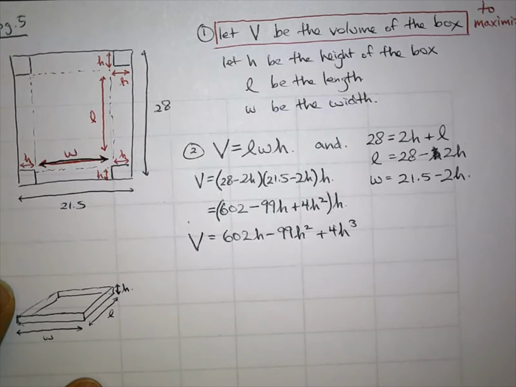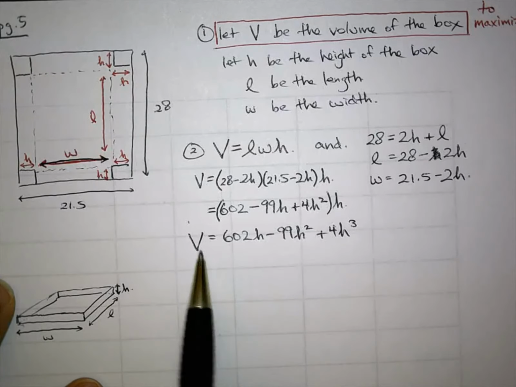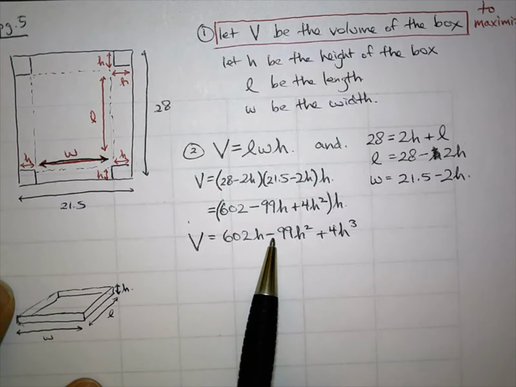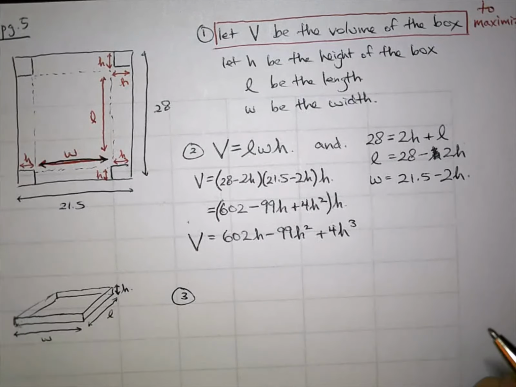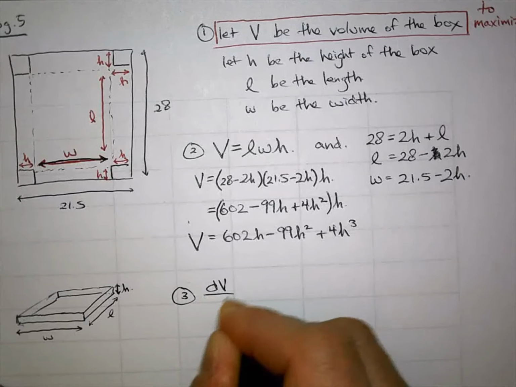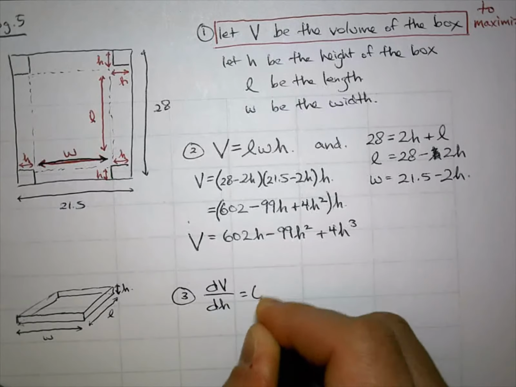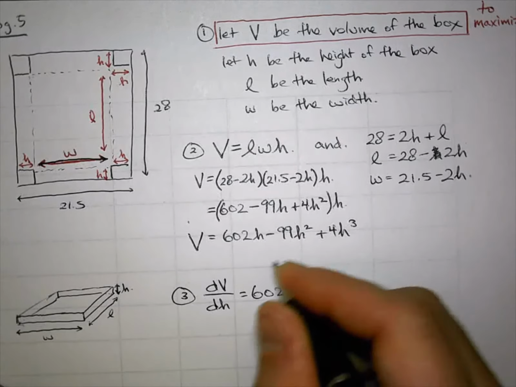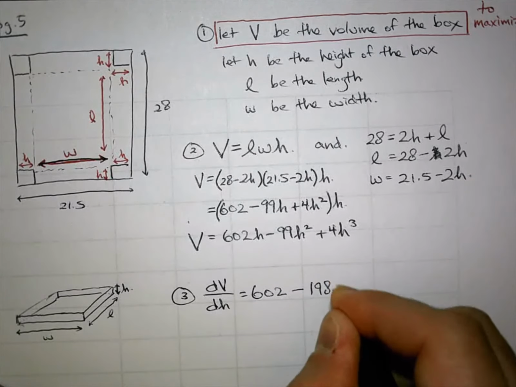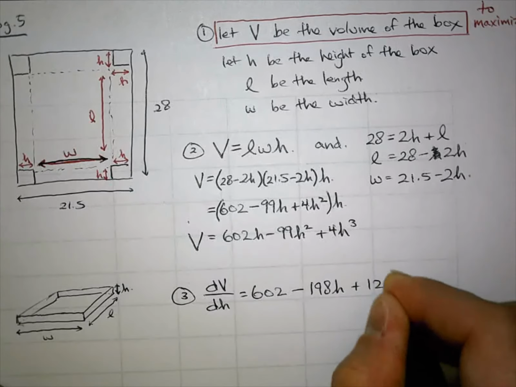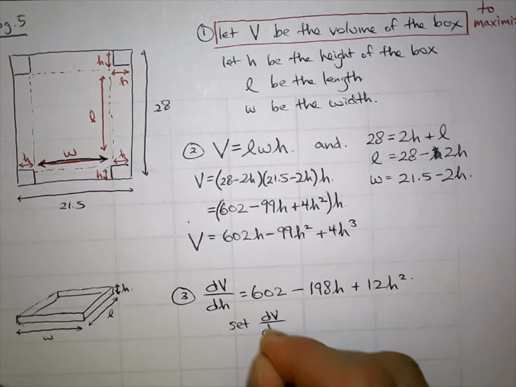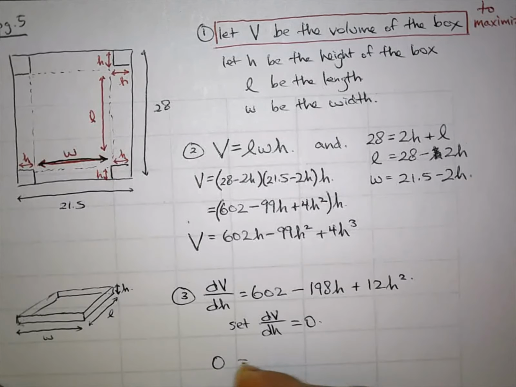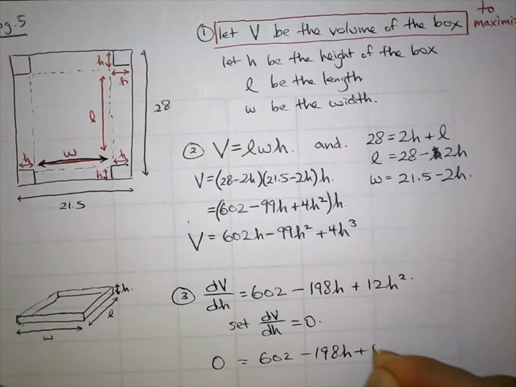So now this is just a problem that we would have done a few days ago. I just need to find the max min point. How do I do that? Well, I need the derivative. I need to set it equal to 0. The derivative here, dV/dh, is equal to 602 minus 99 times 2, which is 198h, plus 12 times h squared. Now to find the critical points, I'm going to set that derivative equal to 0. So I end up with 0 is equal to 602 minus 198h plus 12h squared.